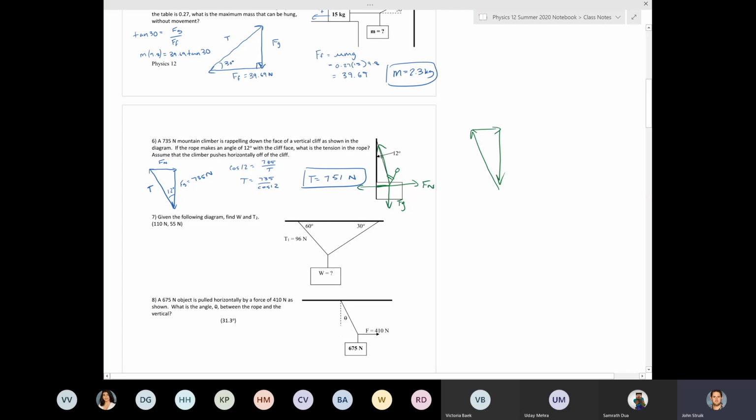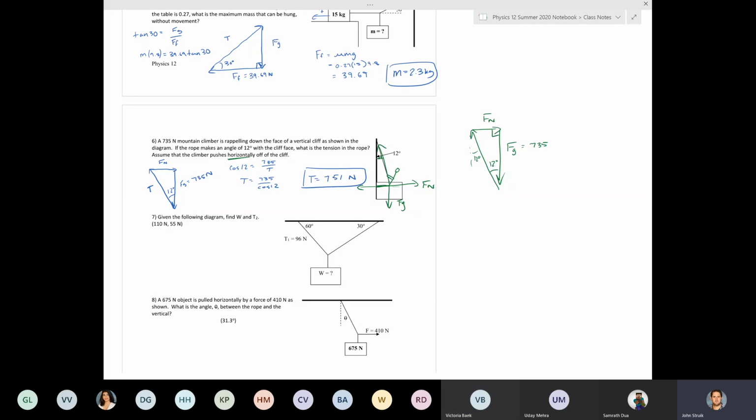And then this is 12 degrees right here, which means that this is also 12 degrees. And this is a 90-degree angle because they're pushing horizontally on the cliff, which means the cliff is pushing back horizontally. So Fn and Fg are perpendicular to each other. Then you have your Fg, which is 735, so you can solve for your tension. It's just a right triangle. Does that make sense? Yeah, thank you.